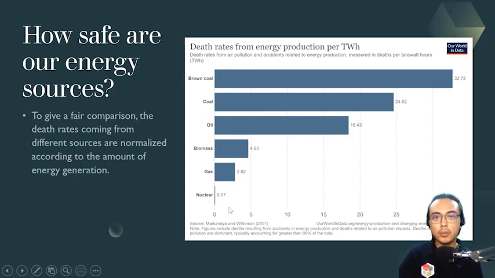And by far, the energy source that causes the least amount of deaths relative to the amount of energy being produced is nuclear energy. That is contrary to the popular public perception that nuclear energy is very dangerous. In fact, it's not. The generation of energy from coal, oil, and gas actually takes up the majority of deaths related to energy generation. Now, these deaths are due to accidents and air pollution. So, the air pollution coming from our energy generation is killing a lot of people.